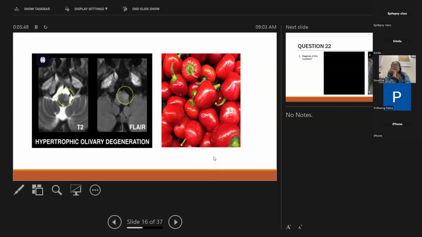Usually in this Guillain-Mollaret triangle, whenever there is a lesion, it will produce an excitatory effect on the inferior olivary nucleus, which will go into hypertrophy, and that gives a sign called the pimento sign. This is pimento, sir. It looks like this pimento sign.